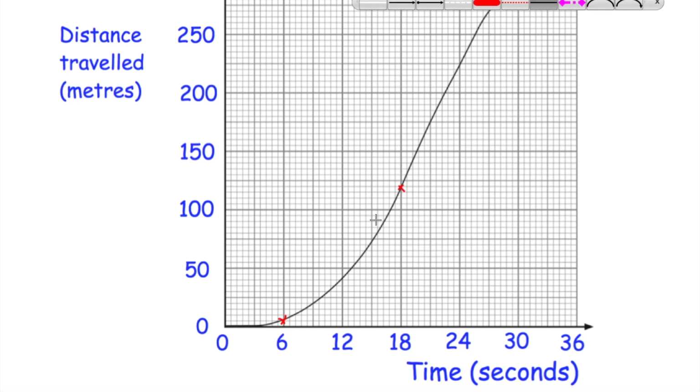So we want to find the gradient of the chord that joins up those 2 points. So we want to find the gradient of that chord. And the gradient of that chord will be the average speed between 6 and 18 seconds. Okay, so to find the gradient of that chord, the first thing I'm going to do is label the coordinates of the points.